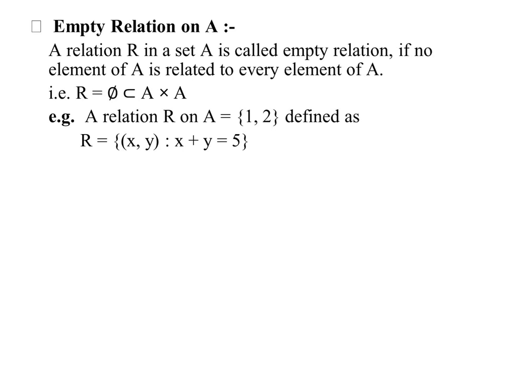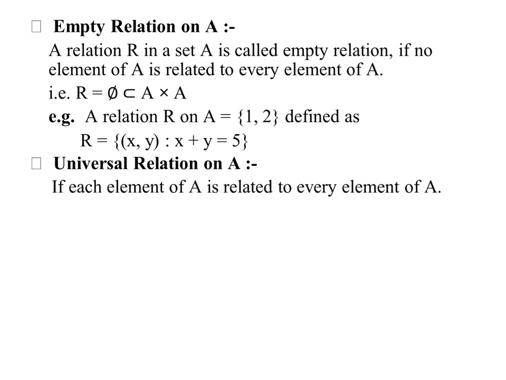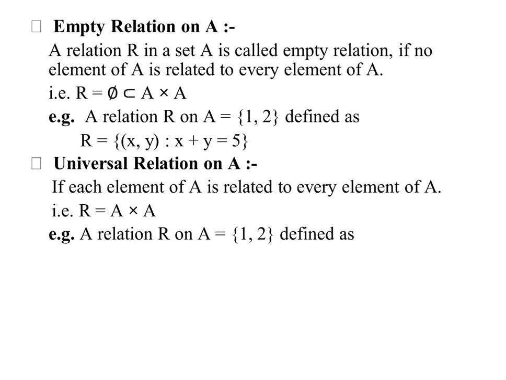On set A. Next, universal relation on set A. If each element of A is related to every element of A, it is called a universal relation. That means R is equal to A cross A. Example: a relation R on the set A equal to {1, 2} is defined as R is equal to the ordered pairs xy where x plus y is less than or equal to 5.